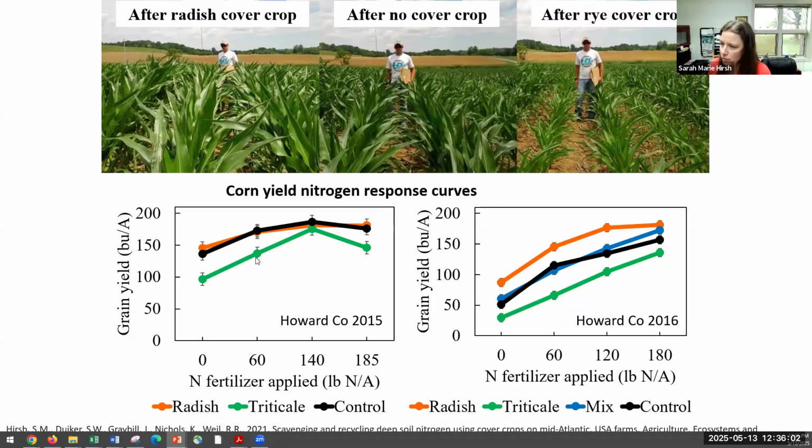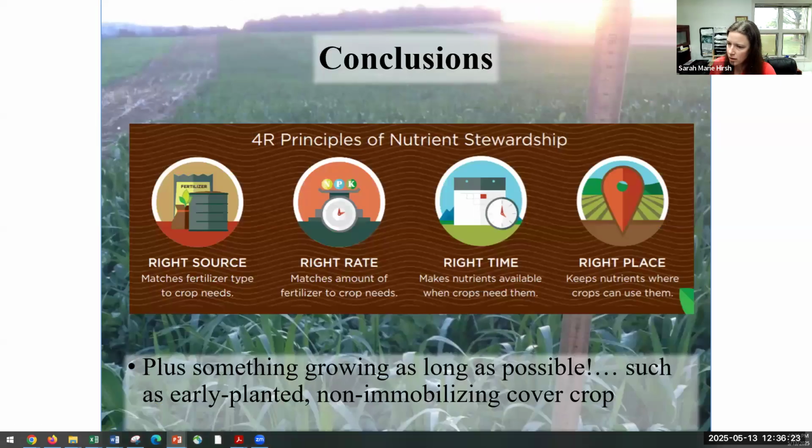So thinking about the right type of cover crop, we want it to scavenge that nitrogen, the nitrate, and prevent it from leaching. But also, if we're following that cover crop by a crop that needs a lot of nitrogen, we may want to do the radish or mix to then release the nitrogen at that time.